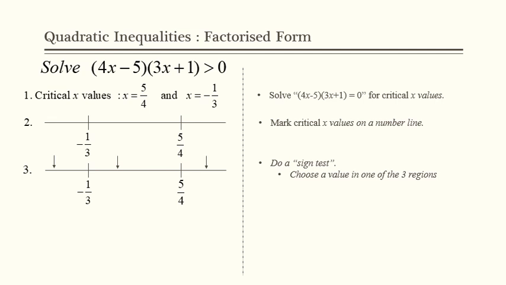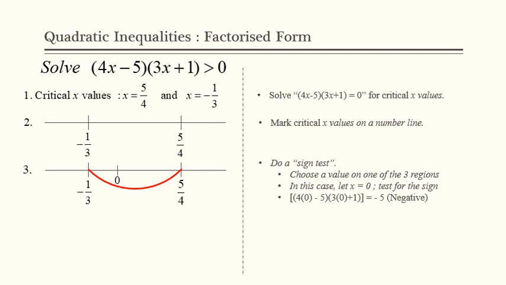To do so, choose a value in one of the three regions. In this case, since 0 lies between -1/3 and 5/4, and is also easy to compute when substituted into the expression (4x - 5)(3x + 1), we will let x equals 0 and test for the sign of the expression. Substituting x equals 0 produces a value of -5. Thus, we know that for x values between -1/3 and 5/4, the expression gives negative values.